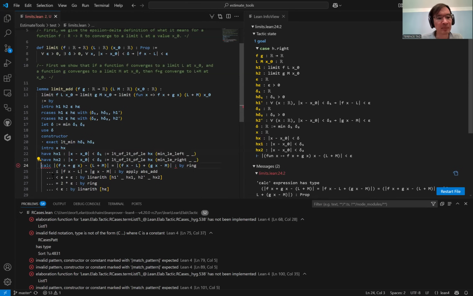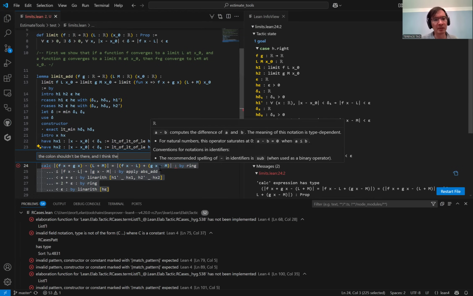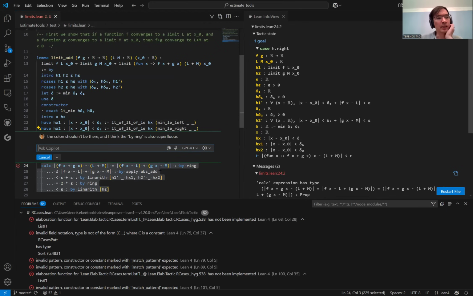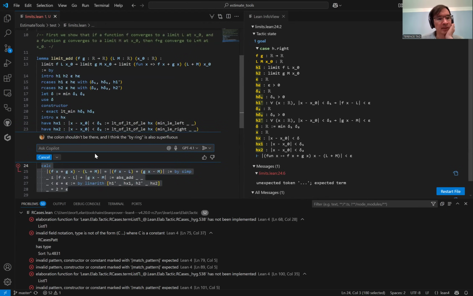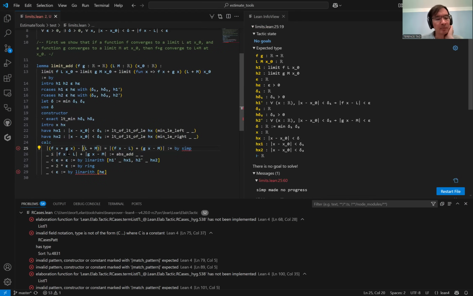Okay, so now it's going to set up a calc block. Yeah, so we're going to prove this by a big chain of inequalities. But calc doesn't have this epsilon, this colon shouldn't be there. So let's just fix that. Also, this by ring should not be there as well. Okay, so I'll just ask Copilot to fix that. All right. Okay, so it has now broken up.